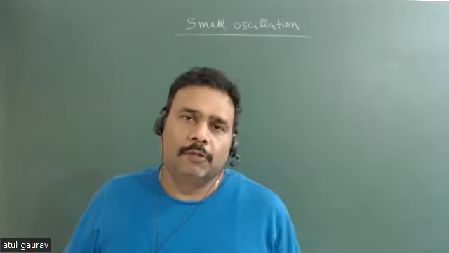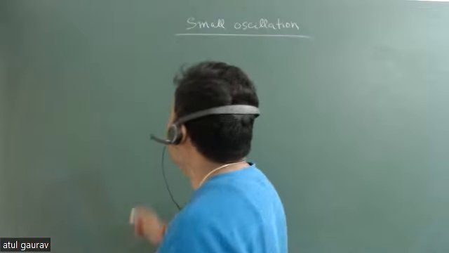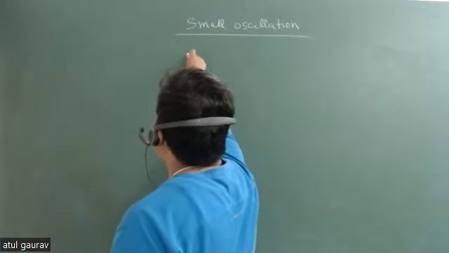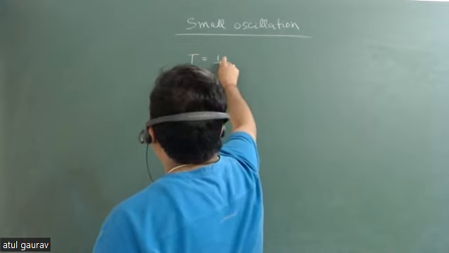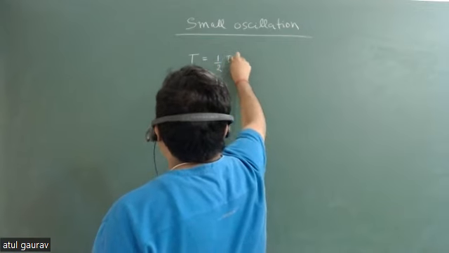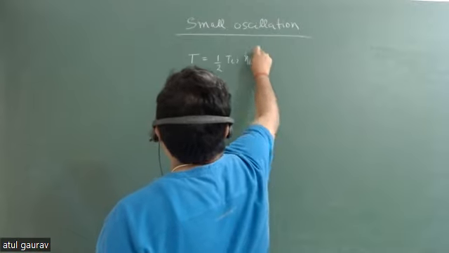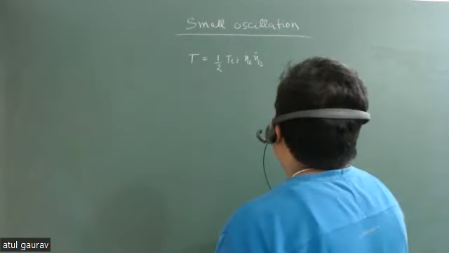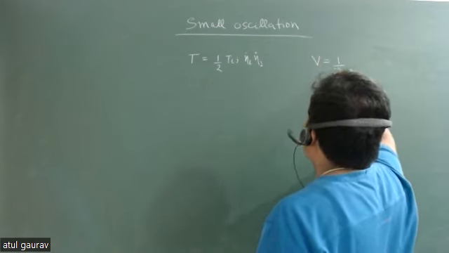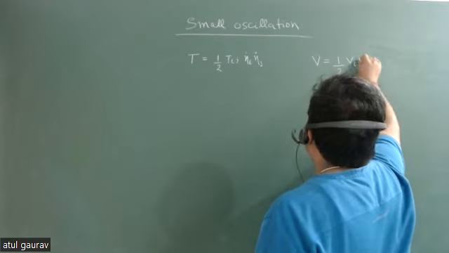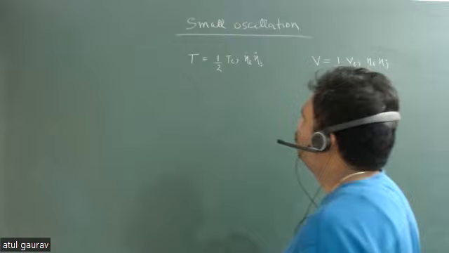Okay. So what is the whole idea? The whole idea is very simple. What we have to do? We have to write the kinetic energy matrix, and this kinetic energy matrix is half T_ij eta_i dot eta_j dot. And we have to go for the potential energy matrix, and the matrix element is half V_ij eta_i eta_j.